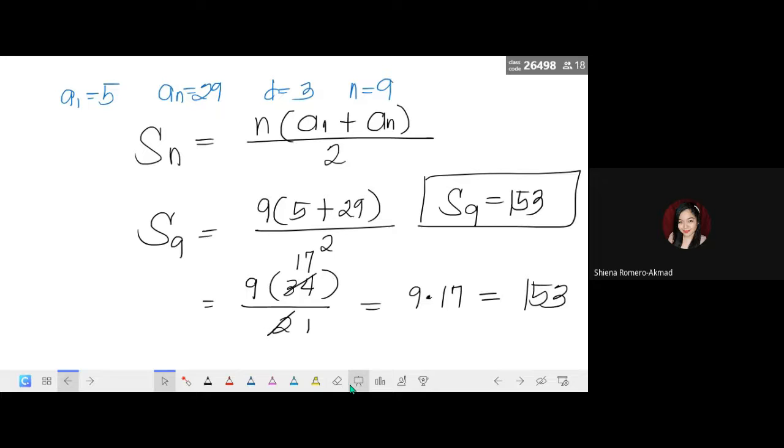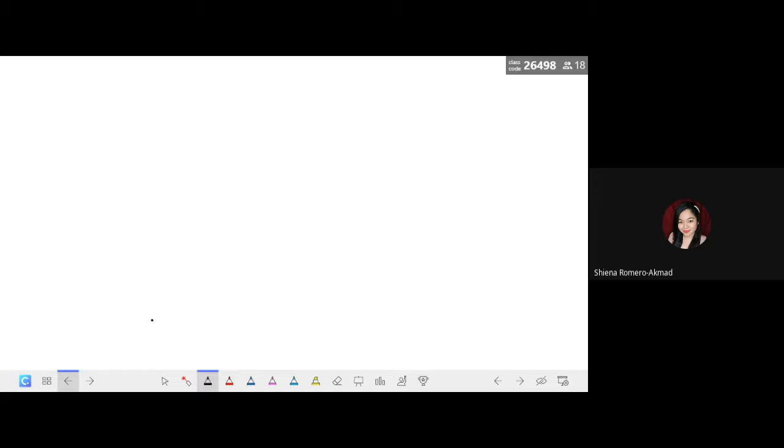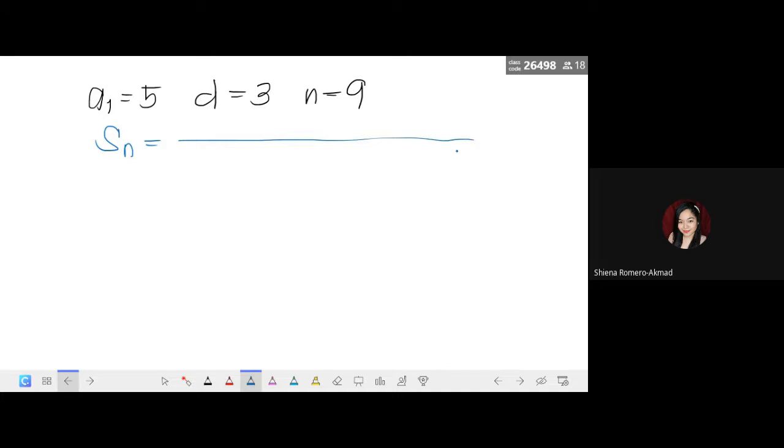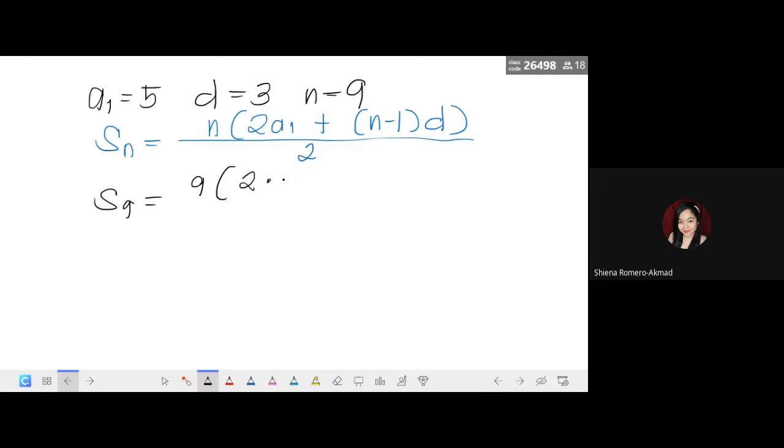Pero, di ba kanina wala naman siyang last term na binigay. So, try natin paano kapag wala po siyang last term. Ang binigay, ang first term ay 5, ang difference ay 3, ang n ay 9, at yun lang ang meron tayo. Okay? Let's start using the formula, which is S sub n equals, kapag last term is not given, n times 2a sub 1 plus n minus 1 times d divided by 2. Substitute lang natin. We'll have S sub 9 equals 9 times 2 multiplied by the first term, 5 plus n minus 1 times the difference, which is 3, divided by 2.